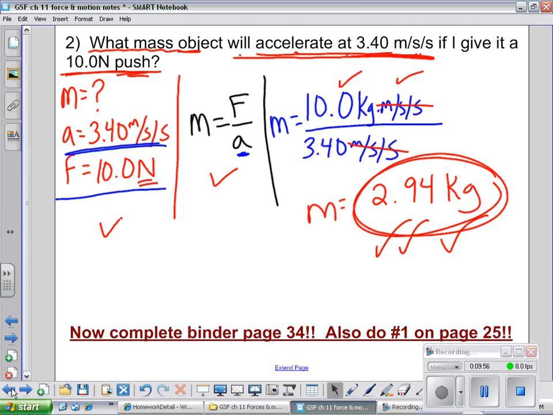What I want you guys to do now is complete those binder pages, or the binder page 34. There's only a couple there. The information on top will be really, really helpful for you. And also, for those of you that are listening, do number 1 on page 25.